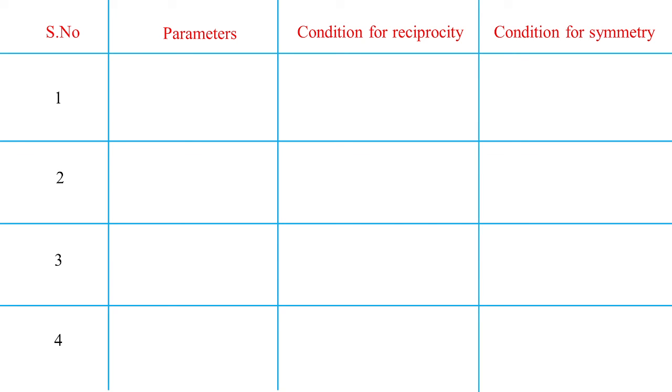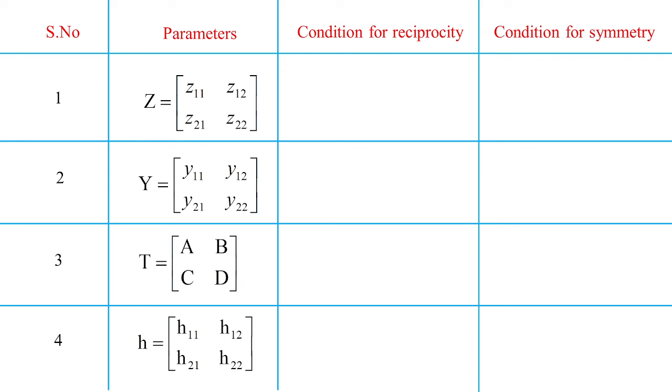So we have four parameters. So we are taking serial numbers as 1, 2, 3, 4, and the parameters which are taken here are Z, Y, ABCD and H. T indicates the transmission line parameters, that is ABCD parameters. So what we got, the condition for reciprocity for Z parameters, we got Z12 is equal to Z21, and the condition for symmetry is Z11 is equal to Z22. I hope this is clear. Then the condition for reciprocity for Y parameters is Y12 is equal to Y21, whereas Y11 is equal to Y22 is the condition for symmetry.